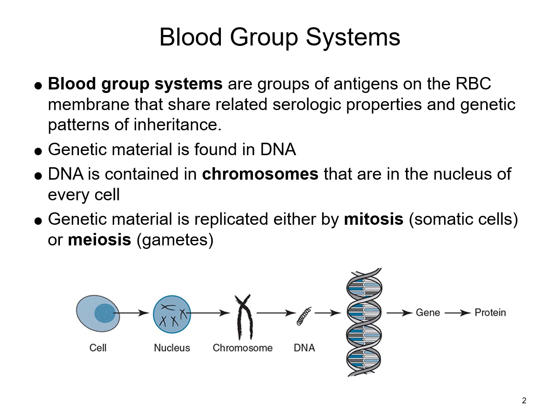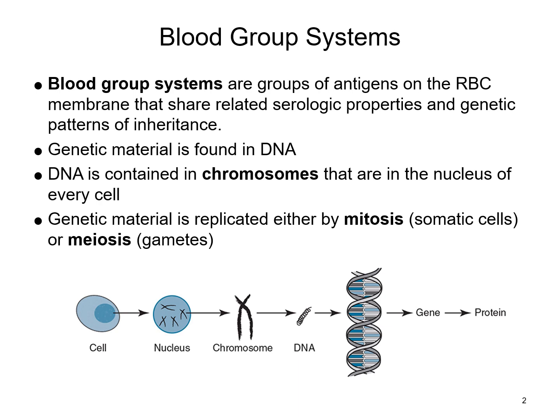Now, all of these advances over the years of the 20th century led to the discovery of other blood group antigens and understanding a little bit more about compatibility and cross-matching. With understanding the various blood group systems, scientists and physicians learned that blood group systems were groups of antigens on the red blood cell membrane that shared related serological properties and genetic patterns of inheritance. This genetic material is found inside of the DNA.